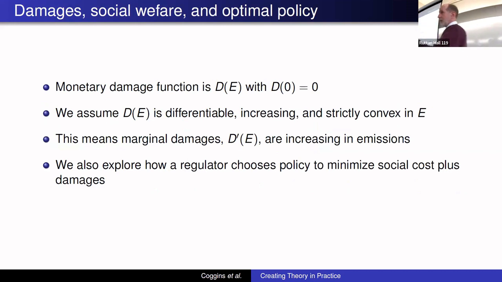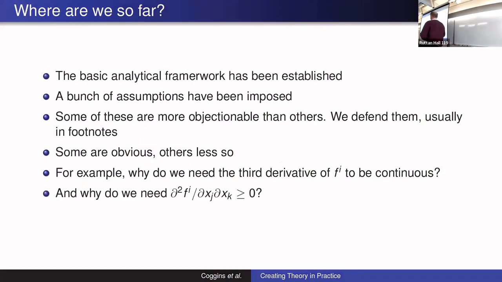There's also a damage function for the social welfare part. It's monetary damages for any given level of emissions. People are coughing and sick and hospitalized. Some of them are dead. This function is nice, though. Differentiable. By curvature, damages are increasing. Marginal damages are increasing. What should a regulator do? The optimal policy is going to be a question.